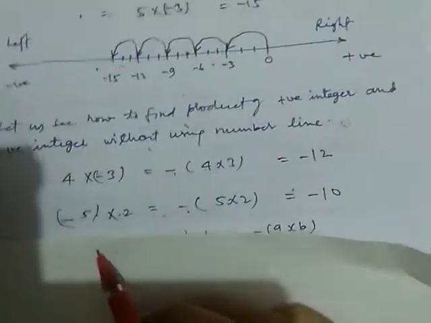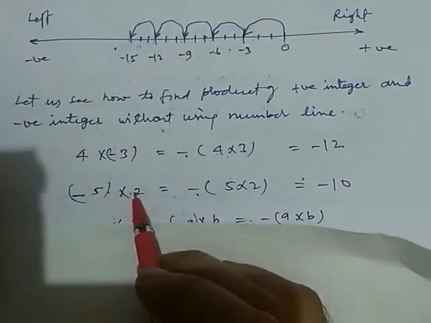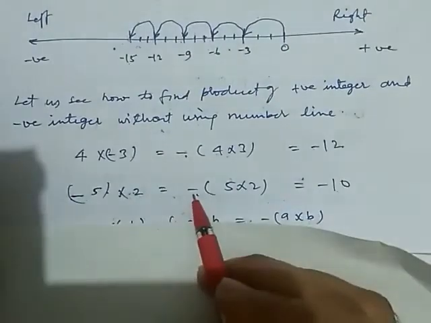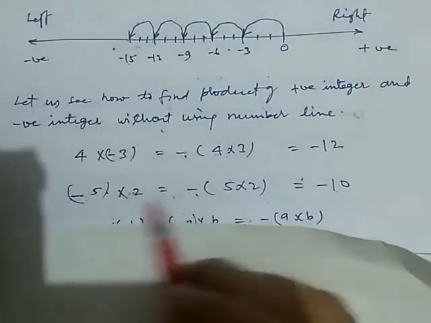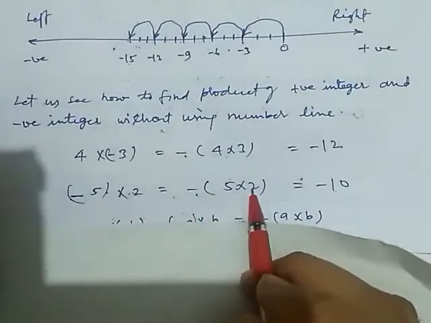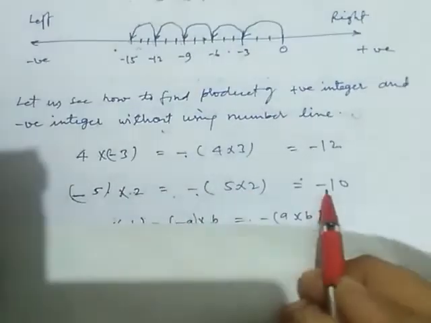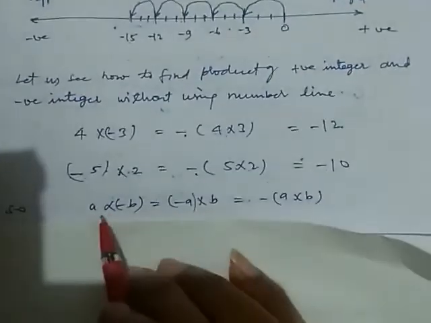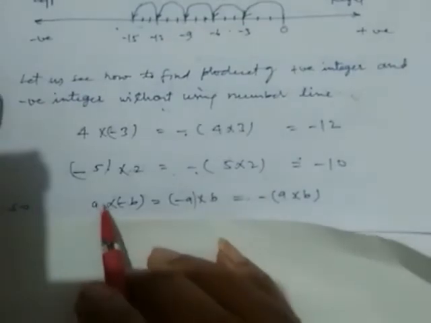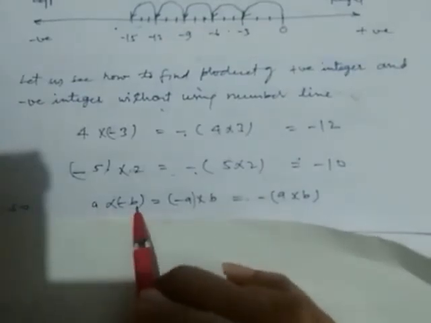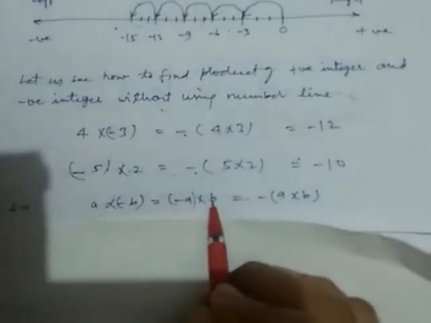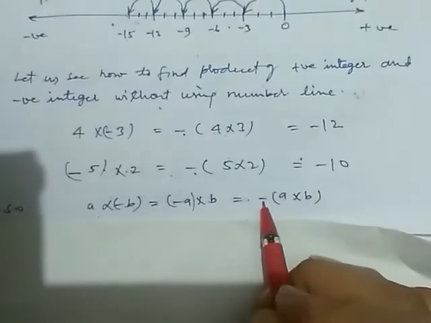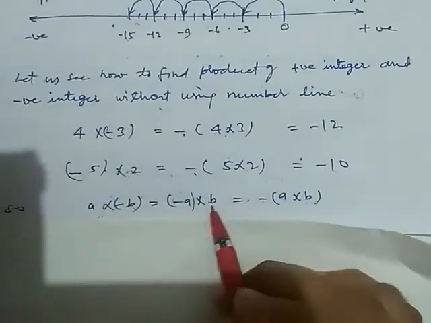Now we take one more example. Minus 5 into 2 is minus 10: we put the minus sign here and multiply 5 into 2. So 5 into 2 is 10, and this minus sign stays here. So we can directly multiply integers. We can say a into minus b means minus a into b: we put the minus sign here and directly multiply a into b.